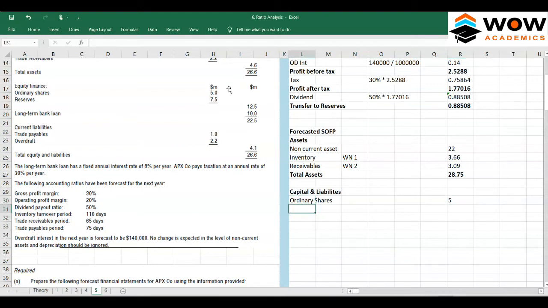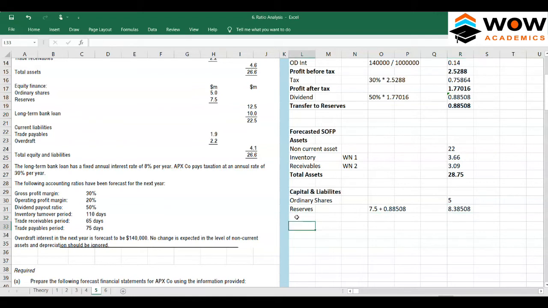The next one is a reserve. So reserves, the number is already given. The number which is given is 7.5. Plus the transfer to the reserve, this number. So the previous profits and the current year profits, both put together will come here.